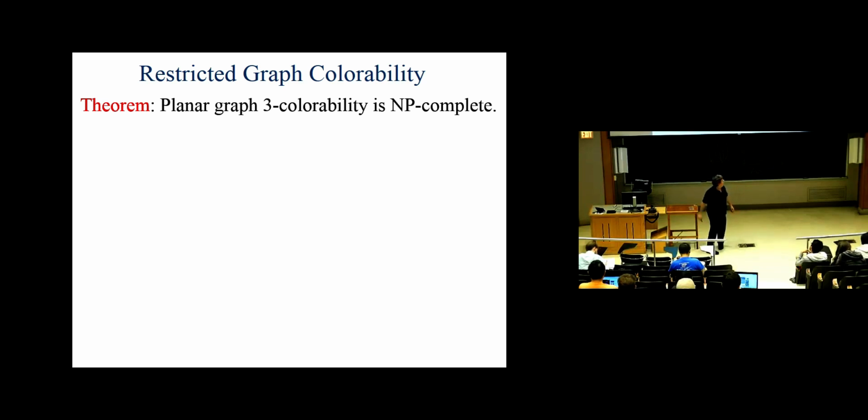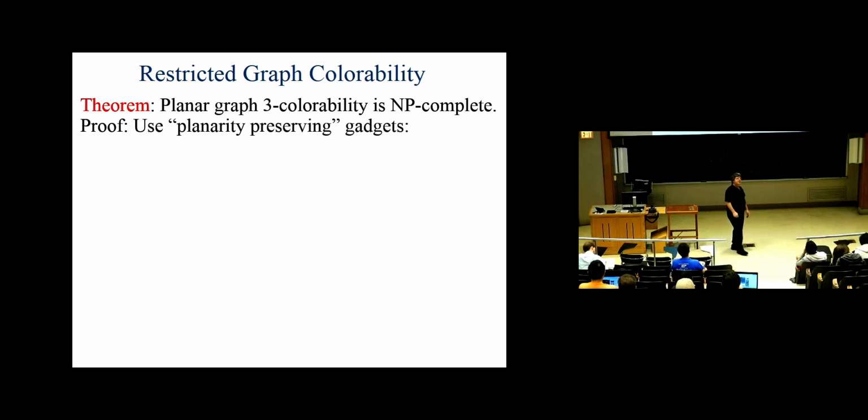So the question is, if the graph is planar, is it trivial or is it still NP-complete? It turns out it's NP-complete. It says so right there. How do you prove such a thing? They're about to prove that colorability is NP-complete for planar graphs. It's not obvious at all.